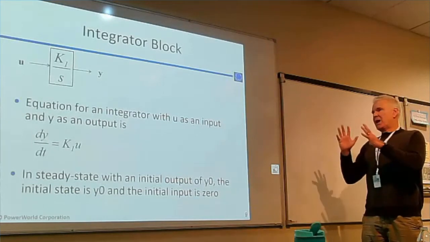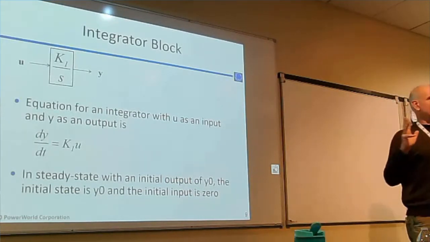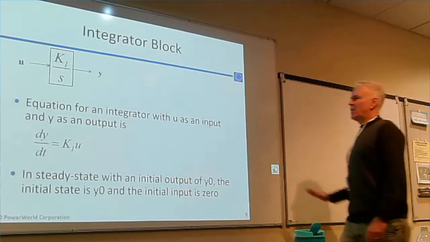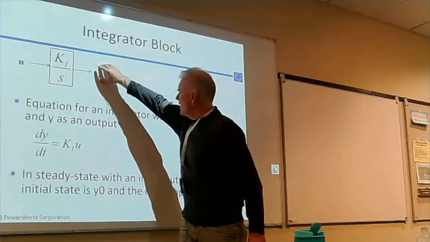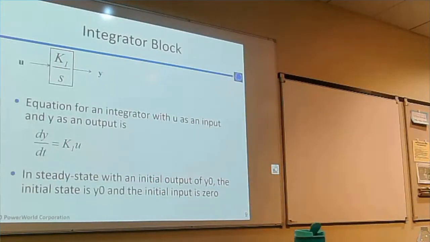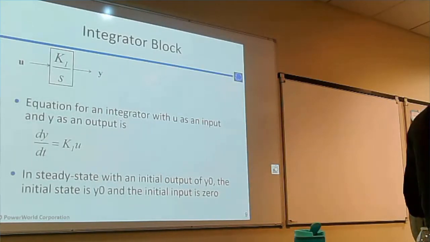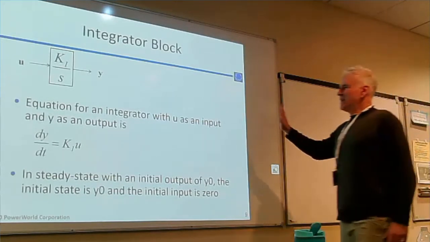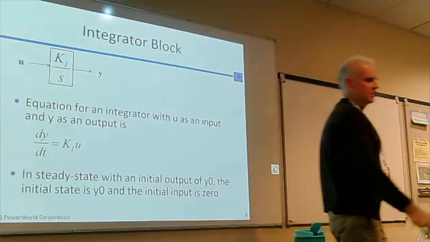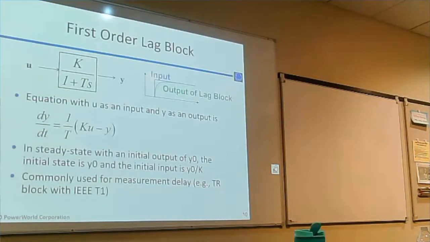Whenever we deal with block diagrams, we have to initialize them because they're ultimately getting initialized from a power flow. The nice thing about an integrator block is if you know the output in steady state, the input to an integrator is going to have to be 0, otherwise it's not in steady state. So in the code, we know the output, then we say the input is going to be equal to 0 to initialize to steady state.